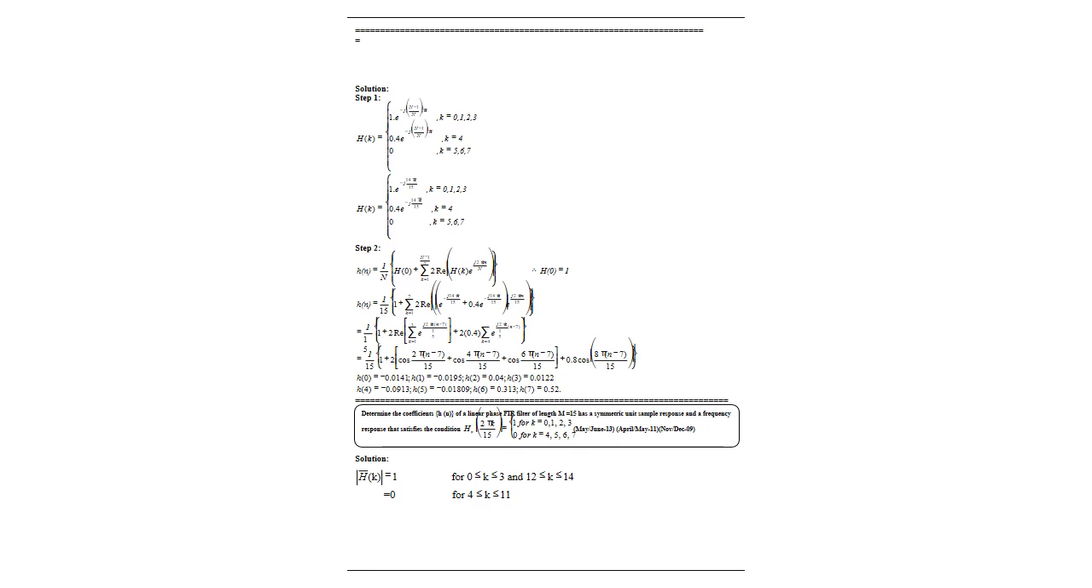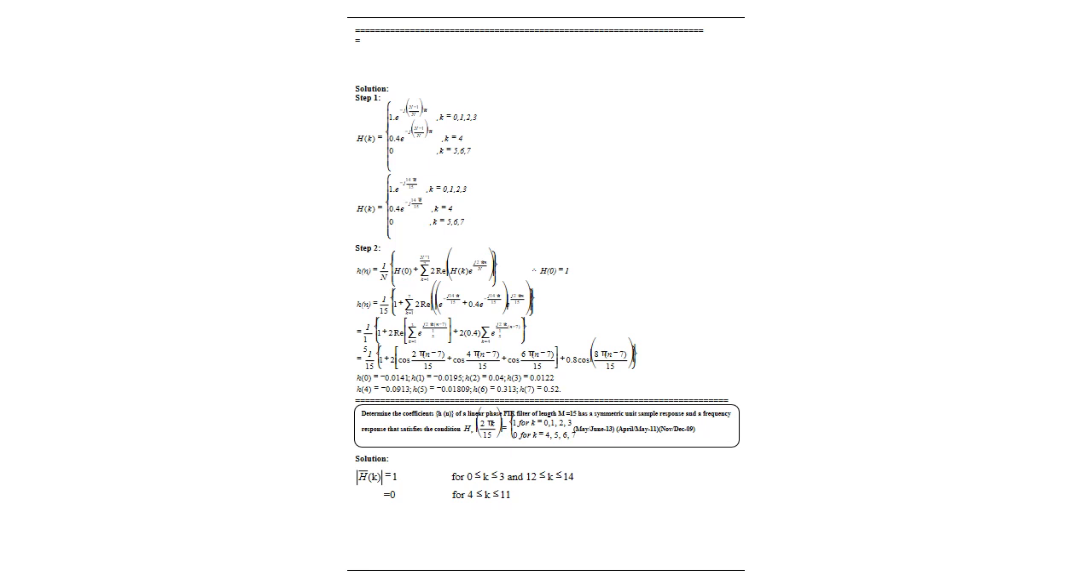Next, determine the coefficients h of n of the linear phase FIR filter of length M equal to 15, which has a symmetric unit sample response and a frequency response that satisfies the condition. So H r of 2 pi k by 15 is equal to 1 for k equal to 0, 1, 2, 3 and 0 for k equal to 4, 5, 6, 7.